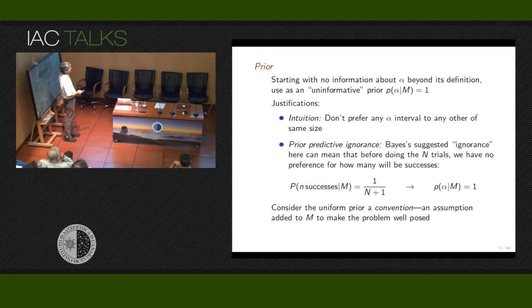This is actually the first argument for a prior, due to Thomas Bayes in the famous paper that started all this. He suggested that ignorance here should mean that before doing the n trials, we have no preference for how many will be successes. So there could be 0 successes, 1, 2, 3, up to n. So that means there's n plus 1 possible numbers of successes. And Bayes said that my idea of what ignorance should mean is that I want the probability of n successes to be this. And that corresponds to an integral equation for this density, which he solved impressively in his paper, and showed that the solution is a constant prior. That's just to say that there's more than one argument, very different qualitatively, but that all lead to this prior. The reference prior is not the flat prior in this case. So let's just adopt this as a convention for now.